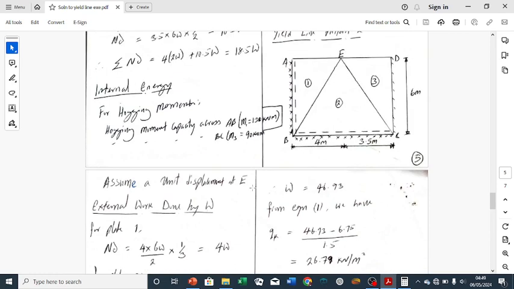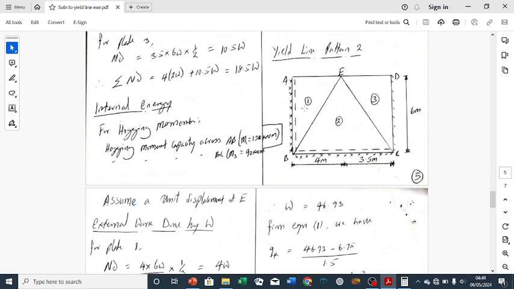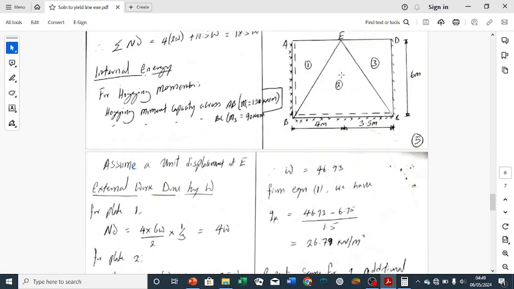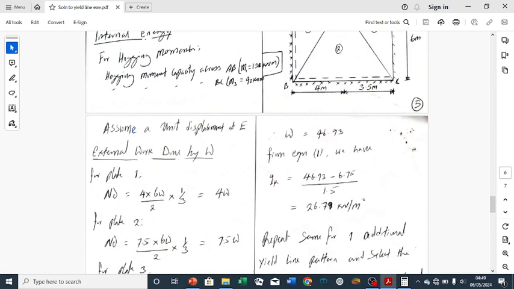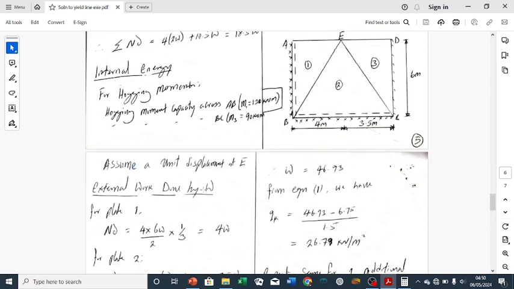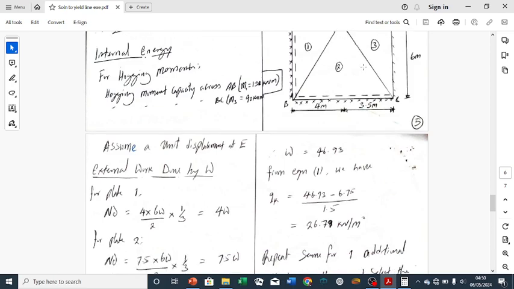So for the solution, the first thing we do is to assume a unit displacement, and the point of maximum displacement here will be this point E. So we assume that at that point the displacement is 1. That is what we call a unit displacement at point E. So we just go ahead and calculate our external work. We have plate 1, plate 2, plate 3, and by virtue of our dimensions, they are not the same, so we will need to calculate them separately.